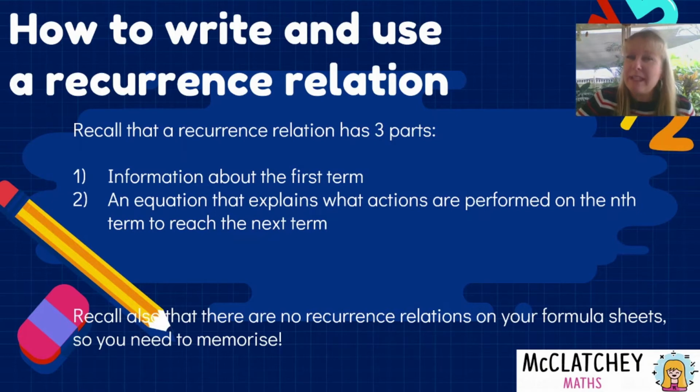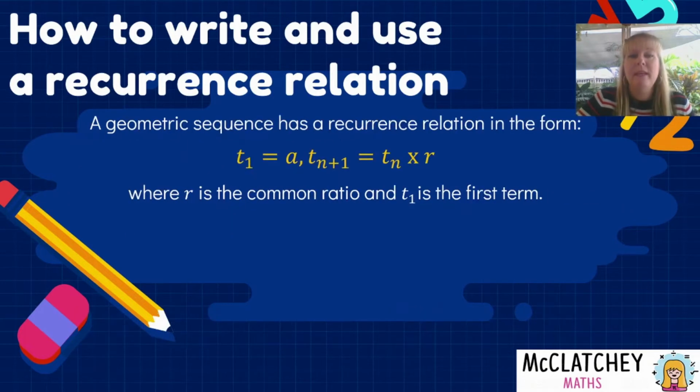And I often find that's a mistake that students make, is they don't read the question carefully and they jump straight to the general rule that's on their formula sheet. They don't understand that there's actually a difference. So for a geometric sequence, our recurrence relation is in the form of the first term is equal to the letter A. Your formula sheet or textbook may use a different variable, that's okay. And then we have our two sides of the equation. Tn plus 1 is equal to Tn multiplied by R, which is our common ratio.